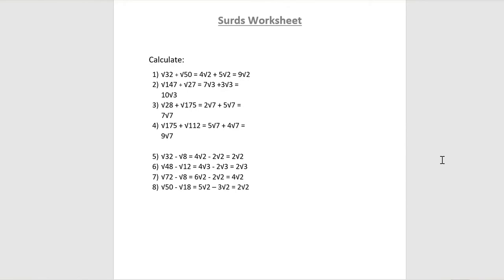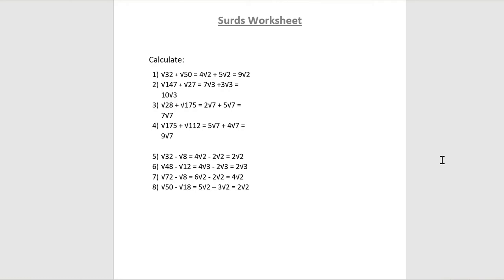Here we have calculation questions. The first one is root 32 plus root 50. We simplify it to 4 root 2 plus 5 root 2, giving us 9 root 2 as our answer. If you're struggling in simplifying surds, make sure to check out my other video on HKN Studypedia on how to simplify surds. For root 147 plus root 27, it's simplified to 7 root 3 plus 3 root 3, which gives us 10 root 3. Root 28 plus root 175 is equal to 2 root 7 plus 5 root 7. This is simplified to 7 root 7.